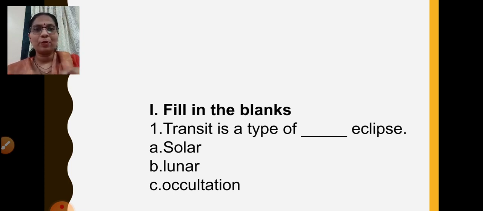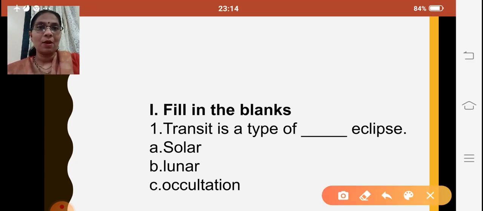Transit is a type of solar eclipse, lunar eclipse or occultation. Yes. So what will our answer be? Our answer will be the type of solar eclipse. Got it, children? So like this you will have to click on the correct answer when you give your paper.